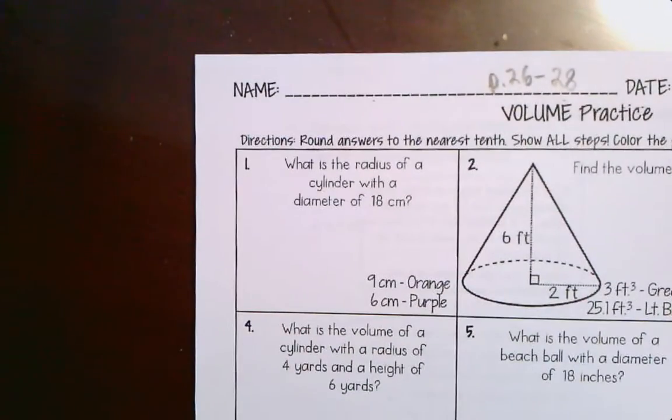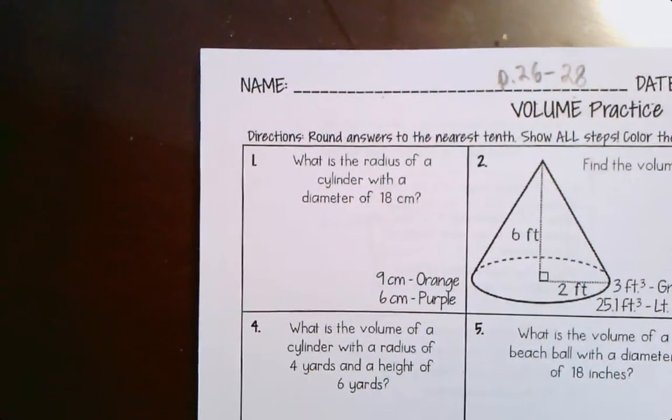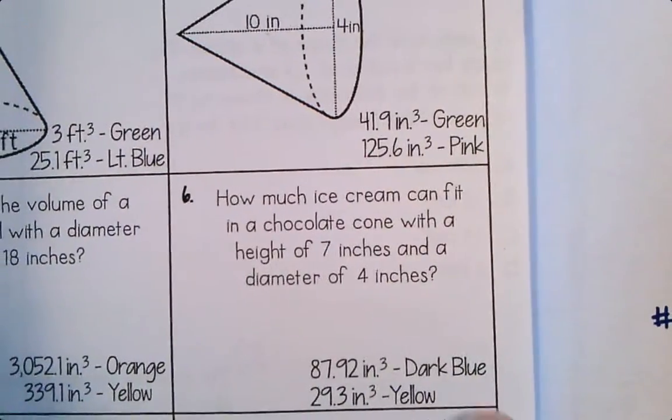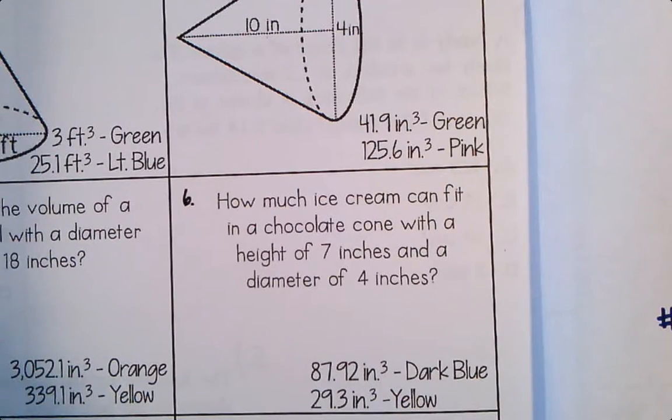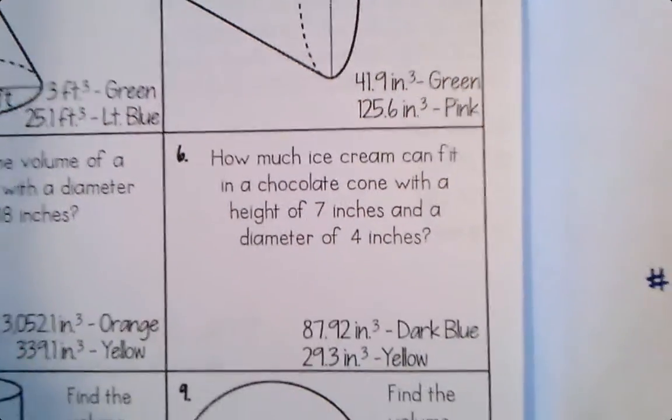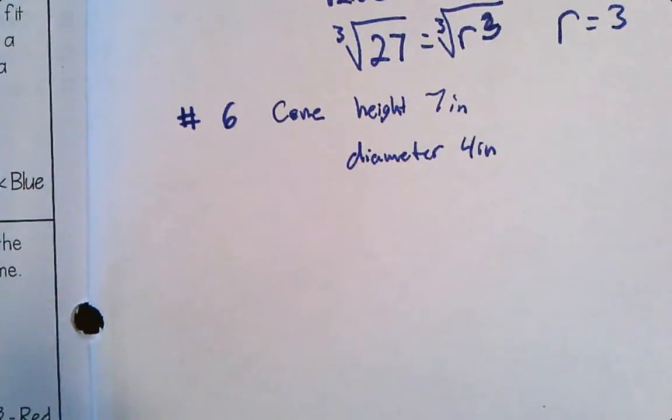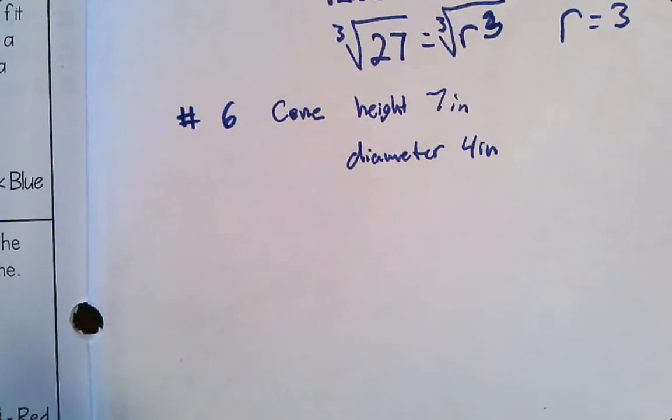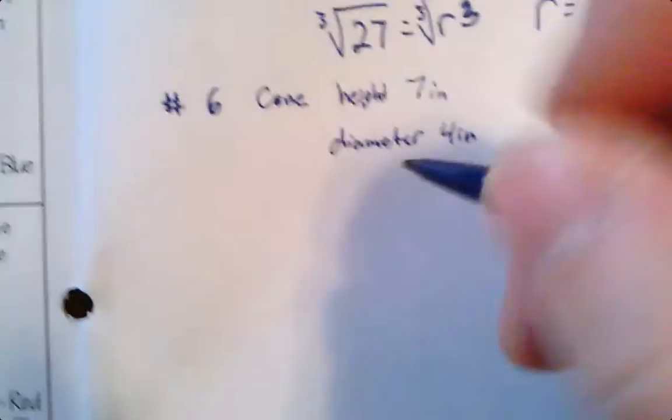Okay, the next one that we'll do together is number 6. So number 6 says here, it's dark blue or yellow. It says, how much ice cream can fit in a chocolate cone with a height of 7 and a diameter of 4? So this should be much easier, but I figured we'd warm up and do a few together here.